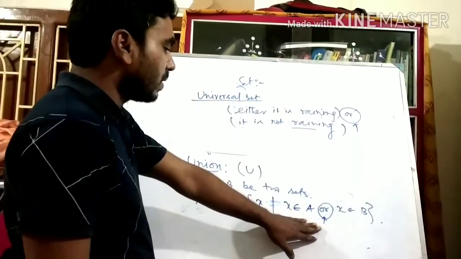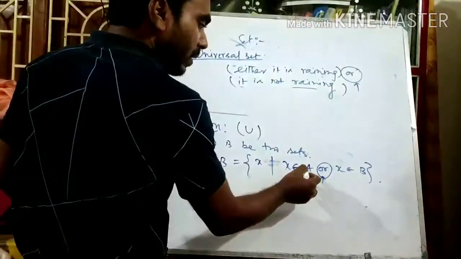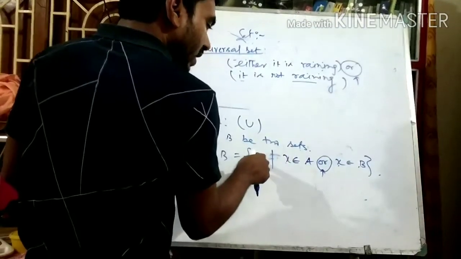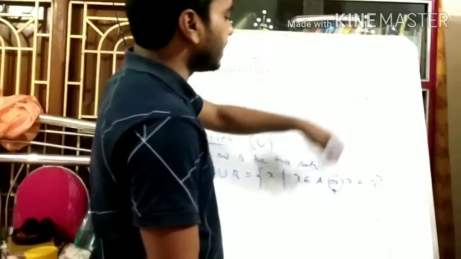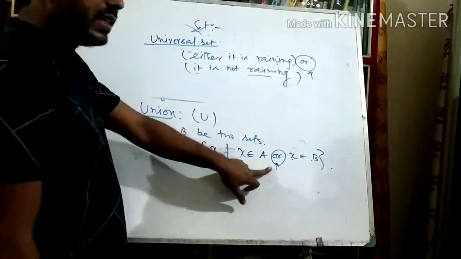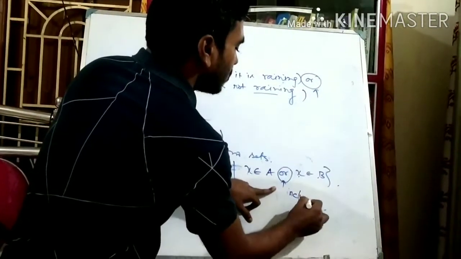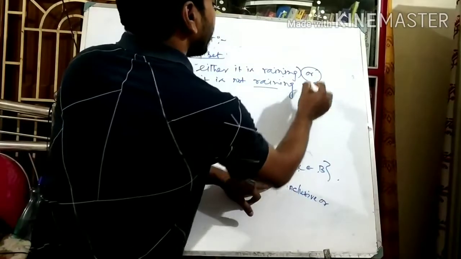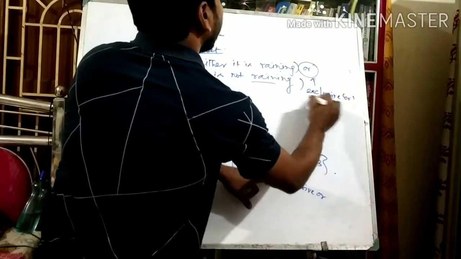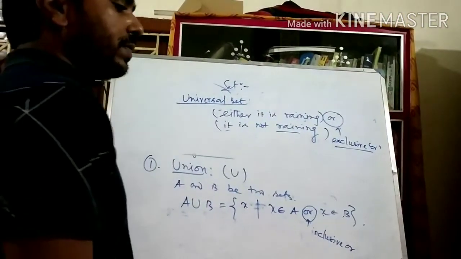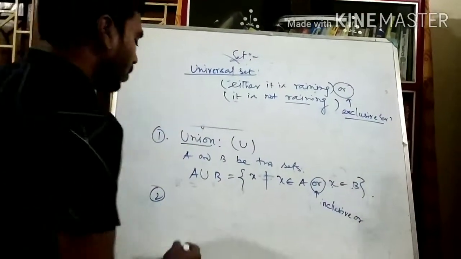But here both things may also happen. That means either x belongs to A or x belongs to B, or x comes from both the sets. So this is the difference between this or and that or, and this or is called inclusive or, but that or is called exclusive or. Okay, so this is the difference between these two uses of or. Now come to another operation called intersection.